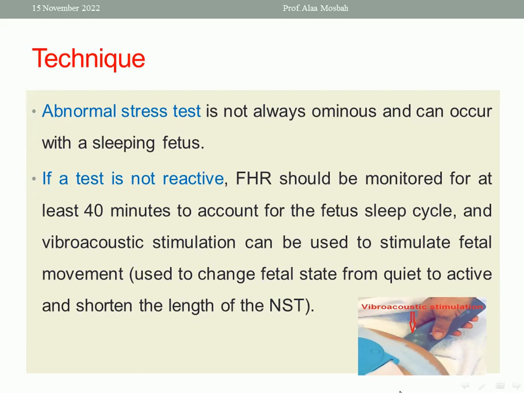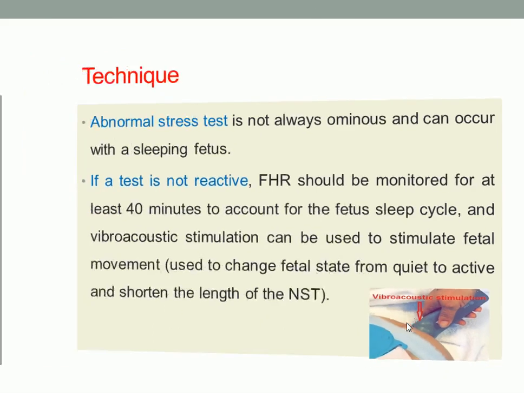And you can use vibroacoustic stimulation. As in this picture, this tool is used to stimulate the baby to move, to be more active. Okay, as you see in this picture, during the non-stress test, we use vibroacoustic stimulation to stimulate the baby to move and to shorten the length of the non-stress test.